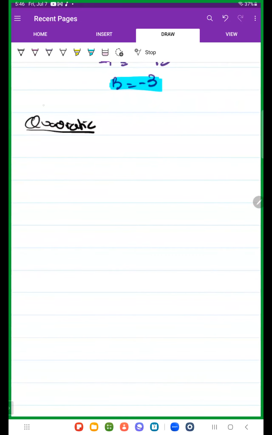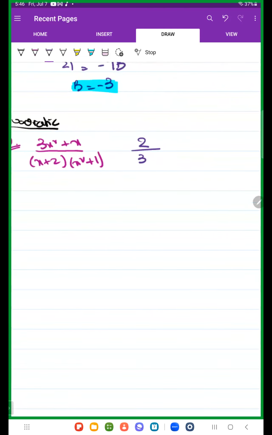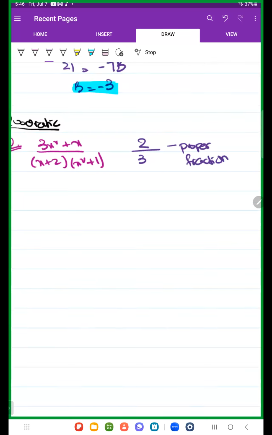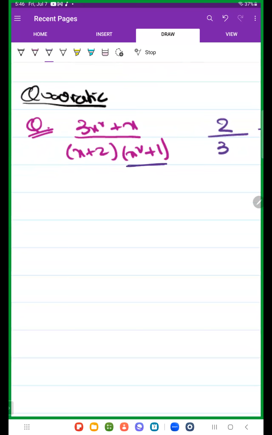So you have, the question says 3x squared plus x upon x plus 2, x squared plus 1. Now what is the power in the numerator? It's 2 and the denominator is 3, showing that this is a proper fraction. However, now we have a quadratic in the denominator, yes? What do we define quadratic as? When x has a power of 2.